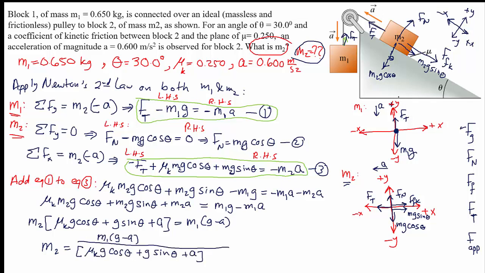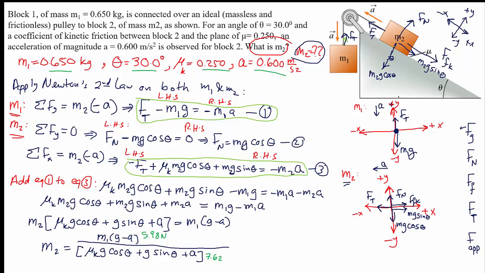All right, so if we look at this equation here, all the terms are given. We know m1, which is 0.650 kilogram. g is 9.8 meters per second squared. Acceleration is given to be 0.6 meters per second squared. The coefficient of friction is given to be 0.250. The angle is 30 degrees, and so on. So all those terms are given to us. We'll go ahead and plug in the values, and I would suggest doing it one calculation at a time so that you don't get an error.